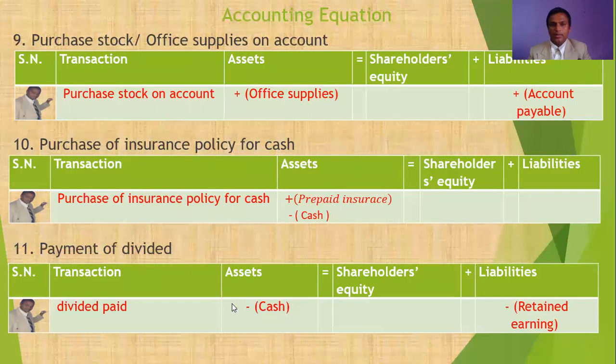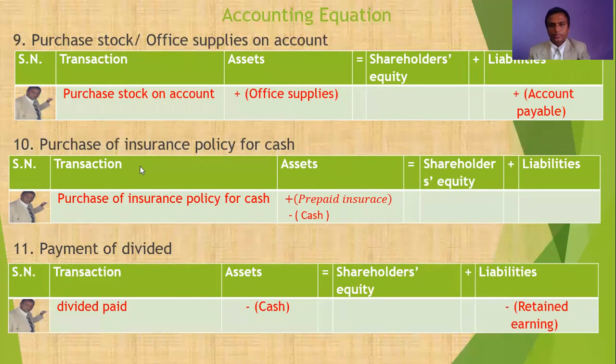Number 11, payment of dividend. Payment of dividend: paid means goes out. What goes out? Cash goes out. Decrease of assets and correspondingly decrease of liabilities.